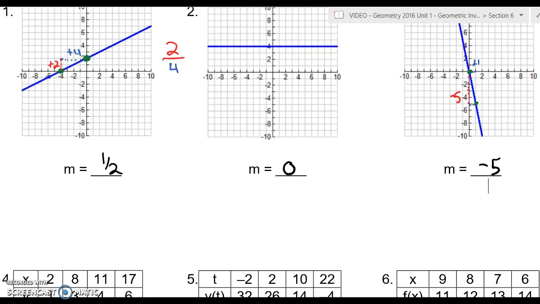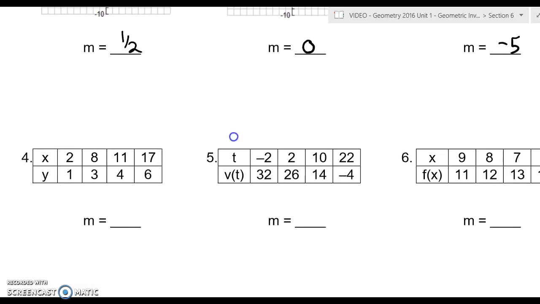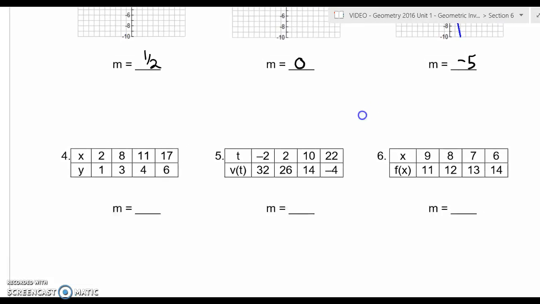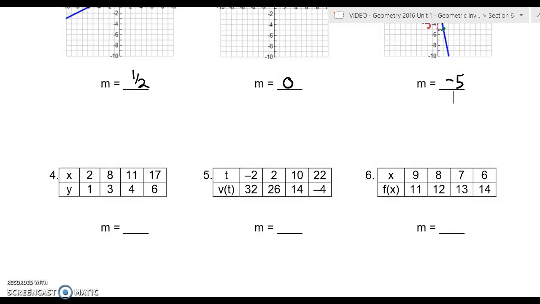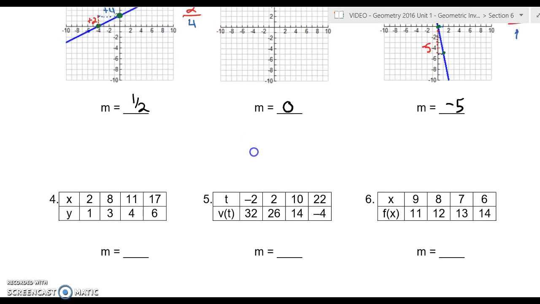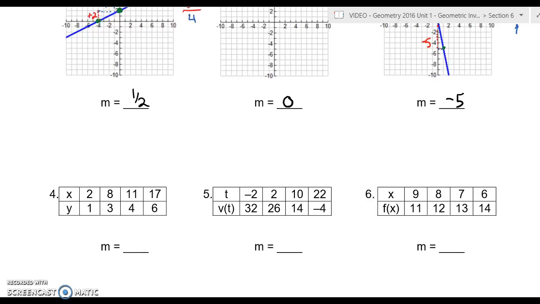Pick 2 points that are convenient, that are nice intersection points, and find the slope using your vertical change over your horizontal change. When we have these tables, it's a similar idea, but they're giving us a lot of points that we can use, so we're going to pick whichever ones we want. In general, I'm going to pick the easiest ones, and if I can't make a decision, I'm just going to start at the beginning. But it's a little flip-flopped here because the y and the v of t and the f of x, the outputs, are all on the bottom. So you're thinking that it's the change in x over change in y. It's not. It's change in y over change in x.